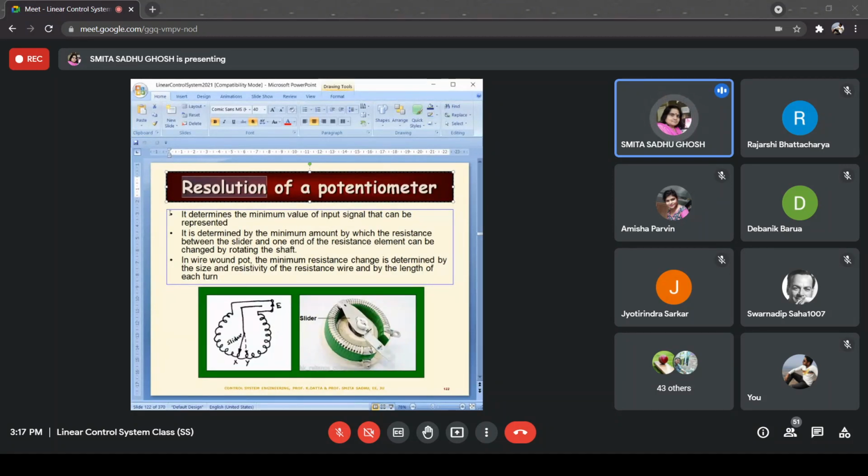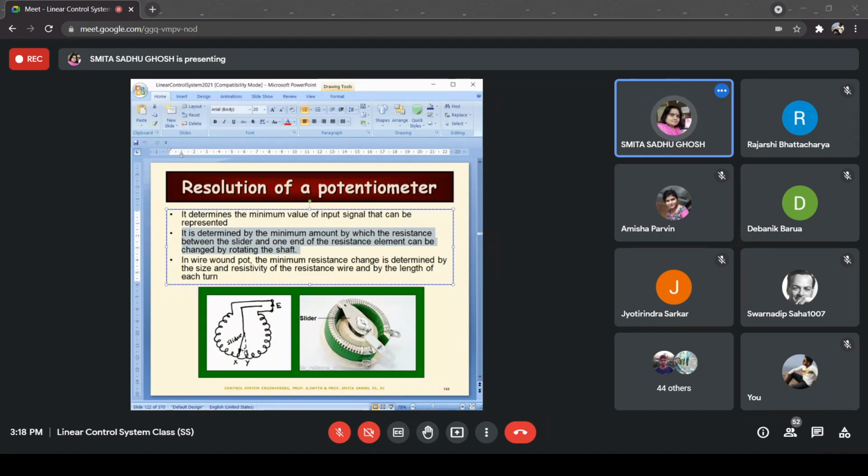So resolution determines the minimum value of the input signal which can be represented at the output side. It is determined by the minimum amount by which the resistance between the slider, that's this one, and one end of the resistance element can be changed by rotating the shaft. So as I told you, you can point either over here or there. But intermediately, if you have some angular displacement which demands a smaller value to be represented at the output side, that will not be shown at the output side. So in effect, the output side will have a voltage which is sort of stepped in nature.